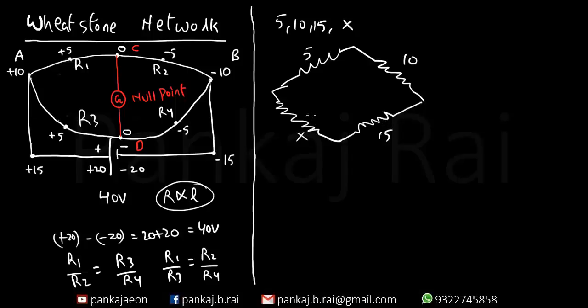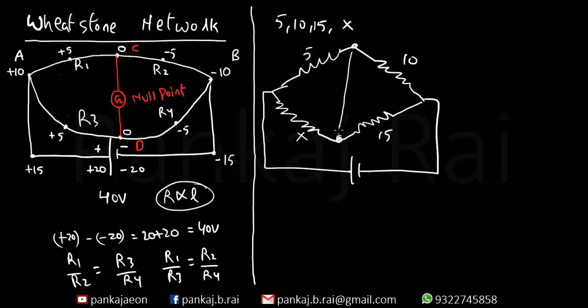Now they say that the condition is balanced according to the Wheatstone network. So the question is, when there will be a galvanometer between this point and this point, it would be showing no deflection, so that is called a balancing condition. And at that point of time we have to find what is x.